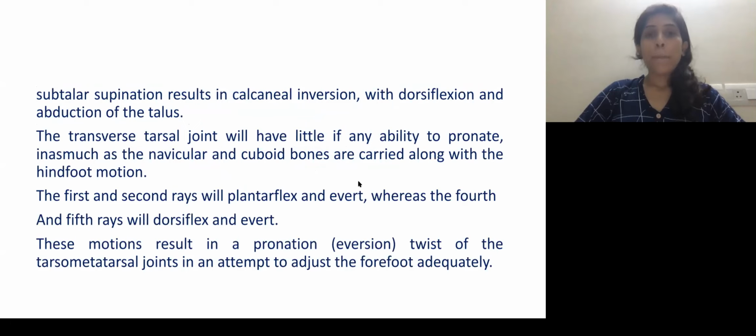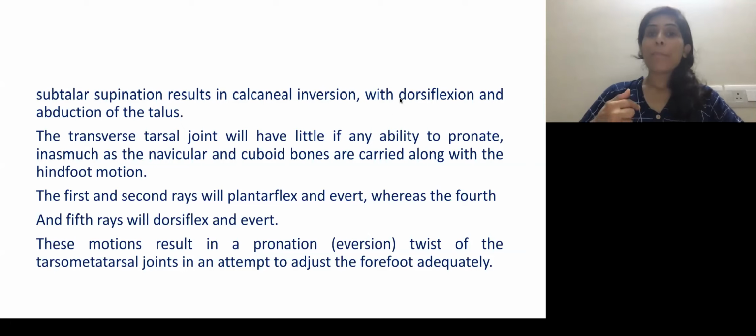So here the subtalar supination results in the calcaneum inversion. Whenever the calcaneum is going for the supination position, with the dorsiflexion and adduction of the talus, the transverse tarsal joint will have little motion to produce the pronation. So in this case, we require the tarsometatarsal joint. Here, the first and second rays will go for the plantar flex position, whereas the fourth and fifth rays will go for the dorsiflexion. It is just opposite to the supination twist.